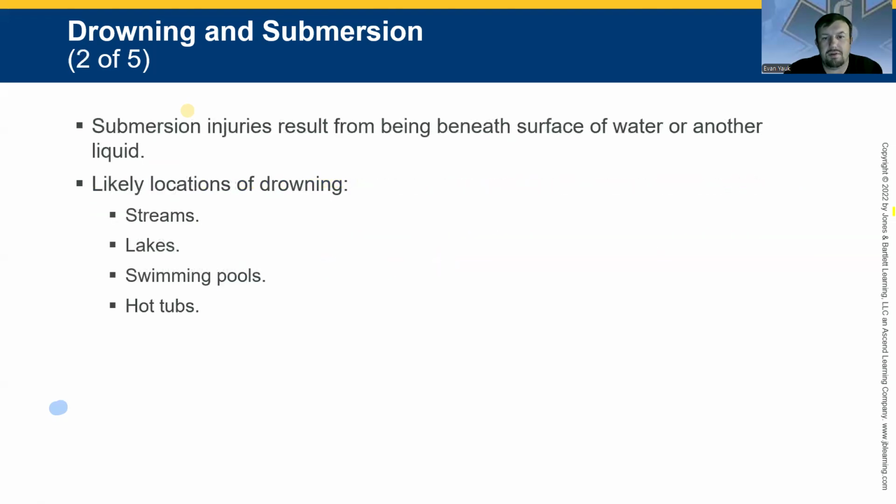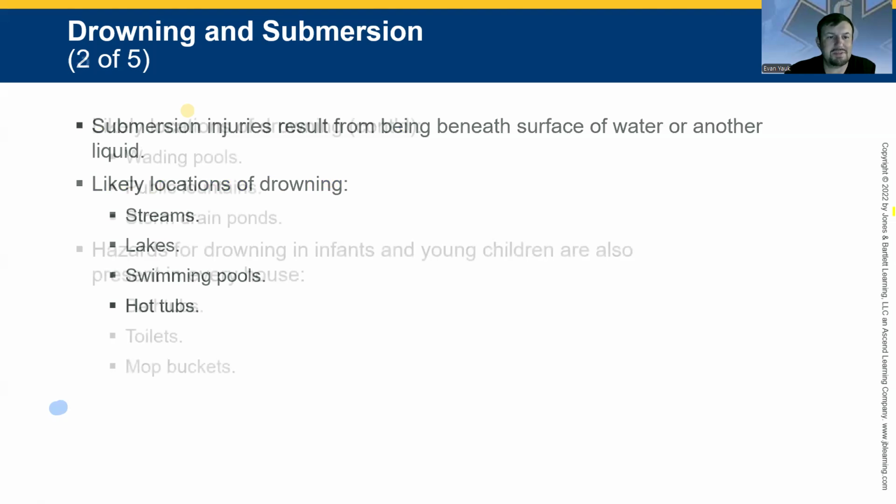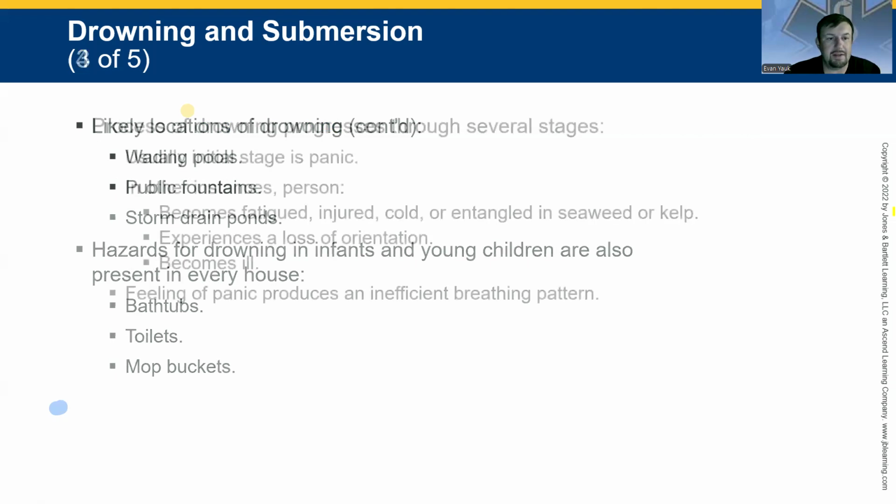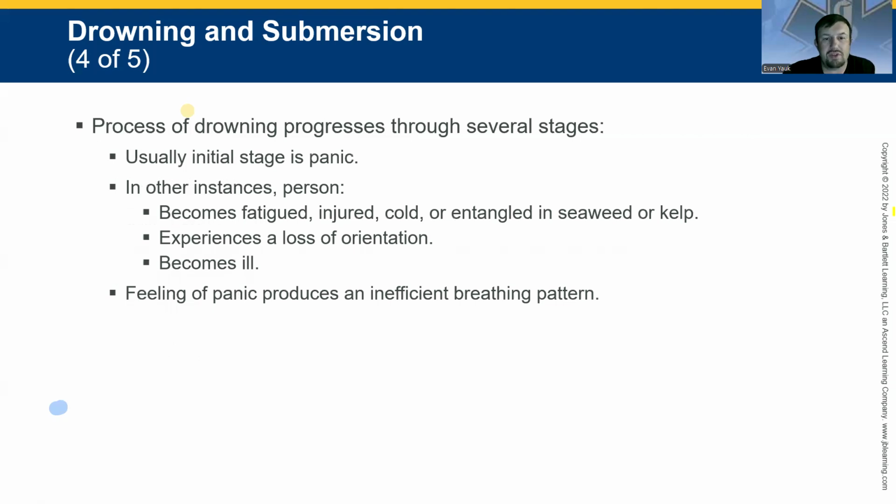Submersion injuries result from being beneath the surface of water or other liquids. Likely locations of drowning: streams, lakes, swimming pools, hot tubs, wading pools, public fountains, storm drains, or ponds. Hazards for infants, like I said, are bathtubs, toilets, mop buckets. They're preventable. It's sad. They are preventable. The process of drowning progresses through several stages.